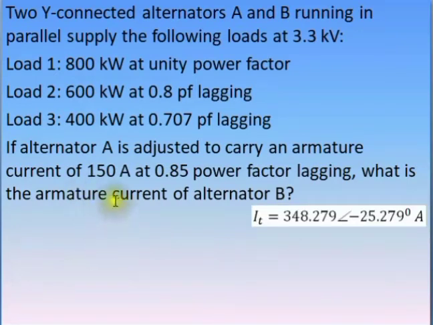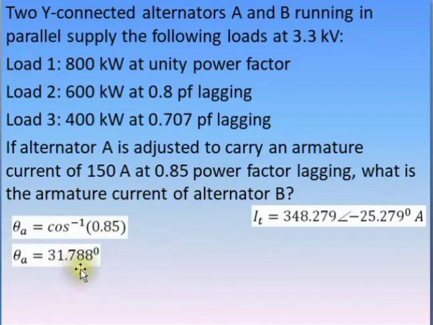Meron na po tayong value ng 150 amperes dito, therefore yung angle na lang po ang kukunin natin para kay current IA. So we have inverse cosine of 0.85 na power factor lagging. We have here 31.788 degrees. Combine natin siya dun sa 150 amperes. Again, take note, lagging power factor po tayo dun kaya meron tayong negative dito. So IA equals 150 angle negative 31.788 degrees amperes.